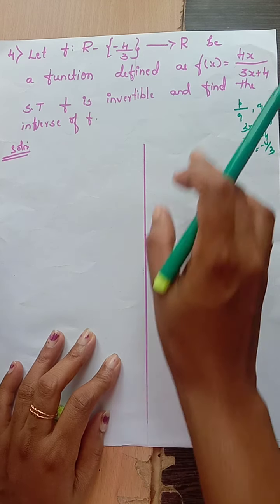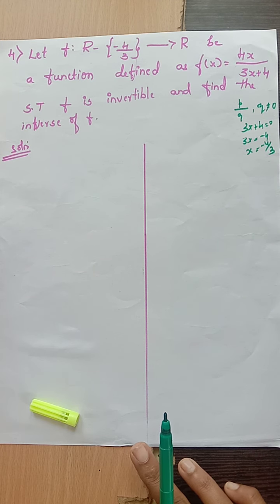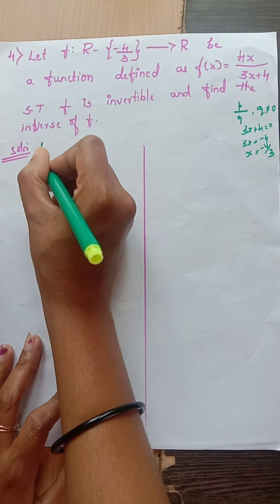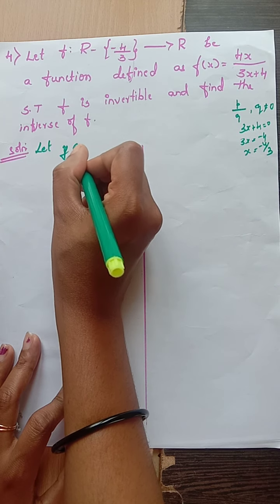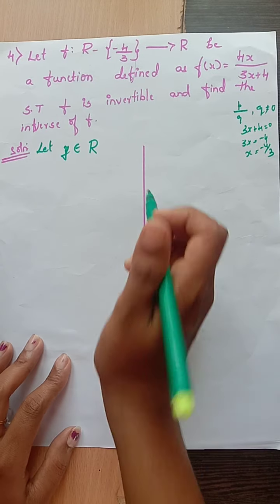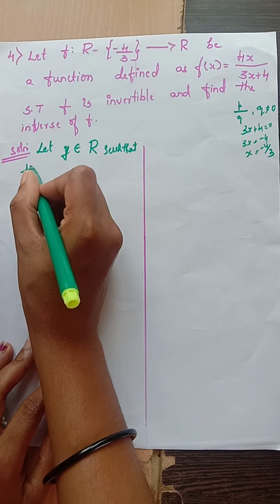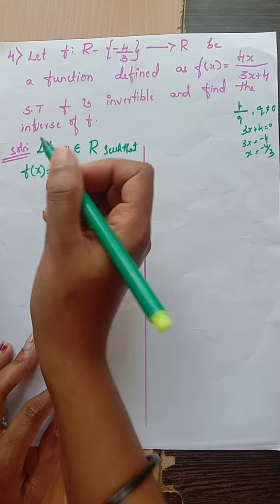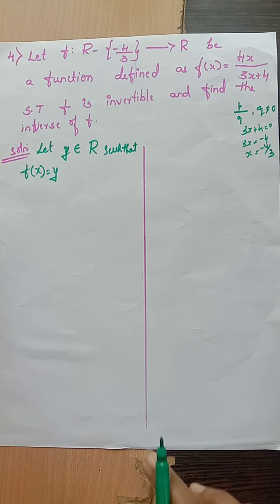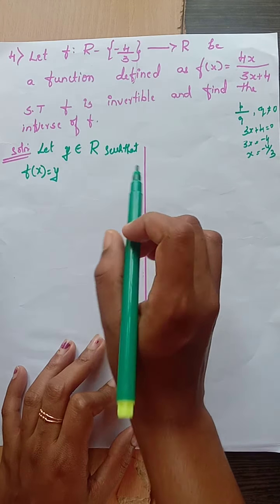Now, we have to show that this function is invertible and find the inverse of that function. So we'll follow a procedure. We'll take a y, let y belong to our codomain. What is our codomain? The set of all reals. Such a y should have an x in the domain such that f(x) = y.